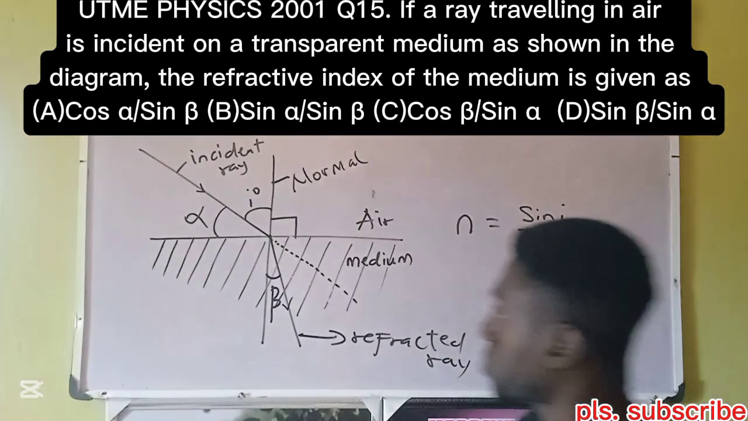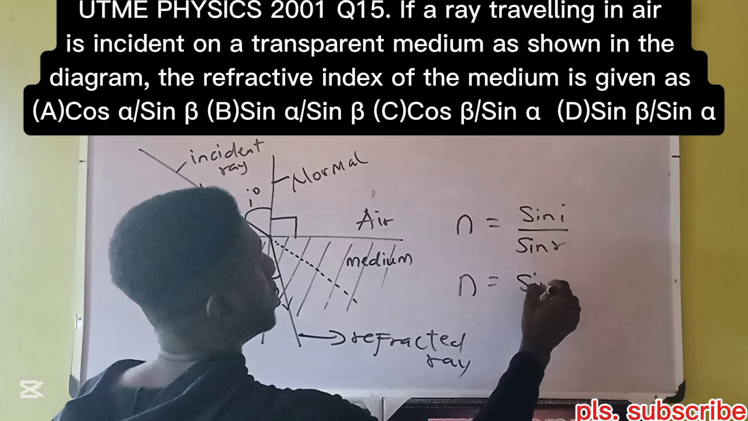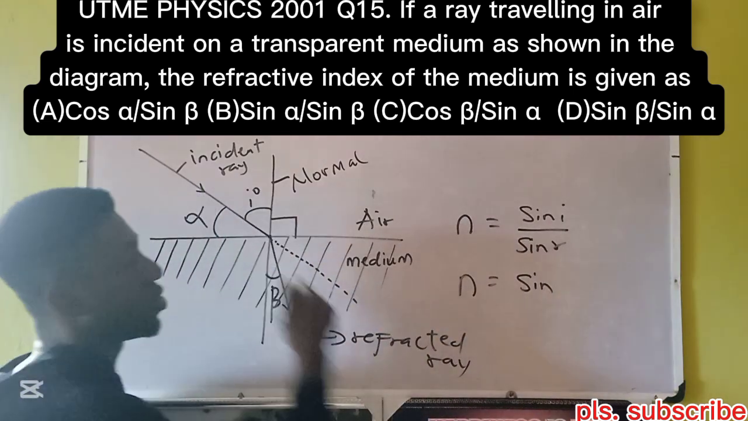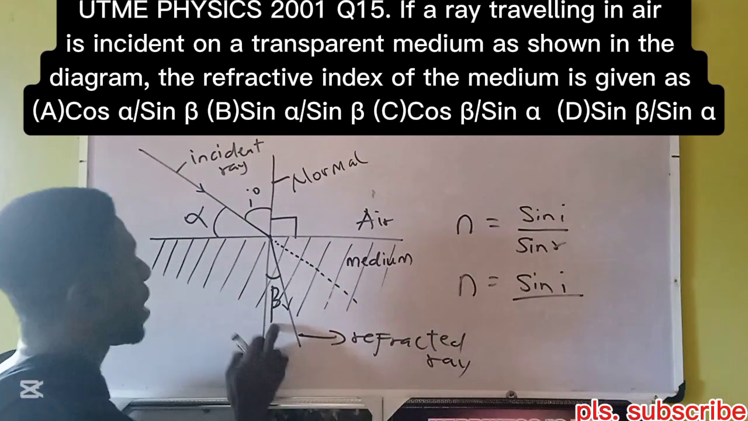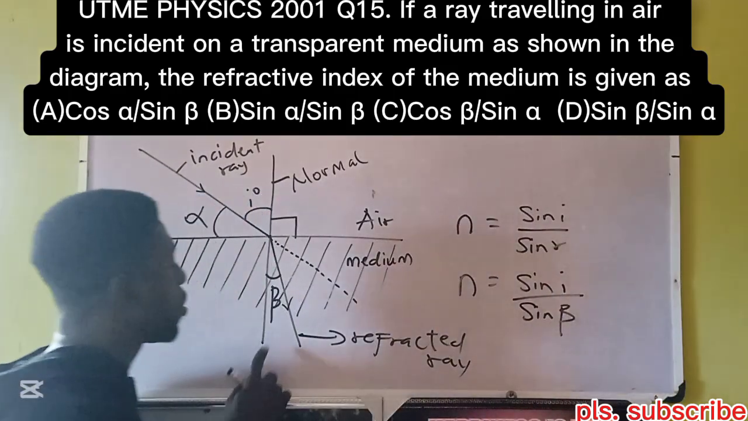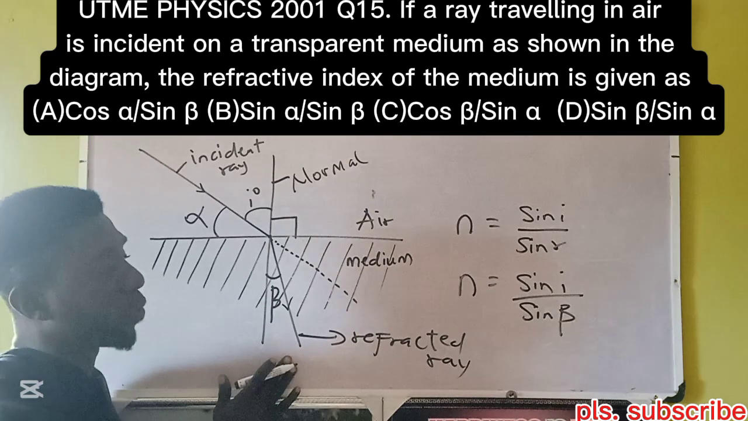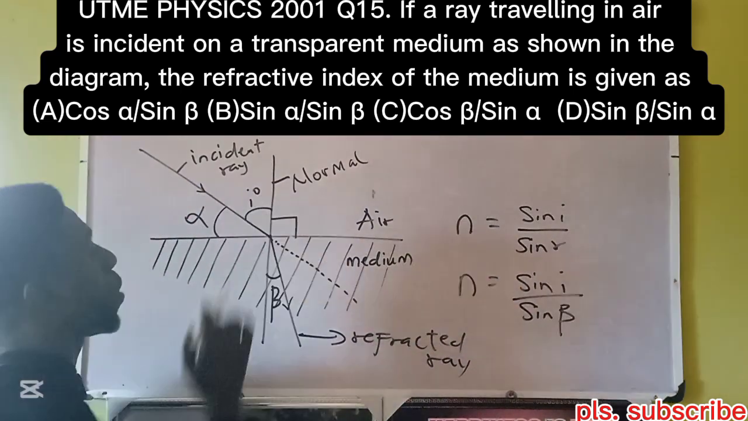Okay, let's go on. Then let's pick our angles. N is equal to sine. What I have here is I. So I'll maintain it I over. What I have here is beta. Sine beta. You can see this angle is properly measured. It's measured from the normal to the refracted ray. So this one is proper. Okay, it's I that is proper.